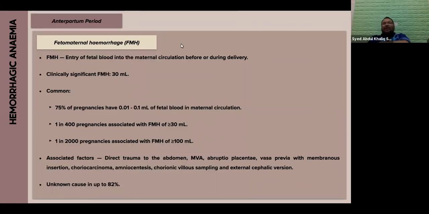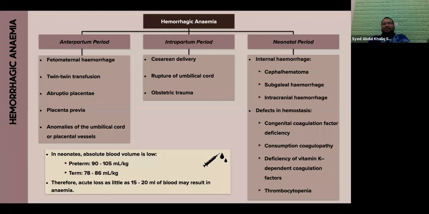What do you mean by absolute blood volume is low? The total blood volume in the baby. The idea here is that in terms of mils per kilo, they actually have more than adults. The younger the baby, the more premature the baby, the higher the blood volume in terms of mils per kilo. If you compare with adults, babies have higher blood volume per kilo, but the absolute blood volume is less.